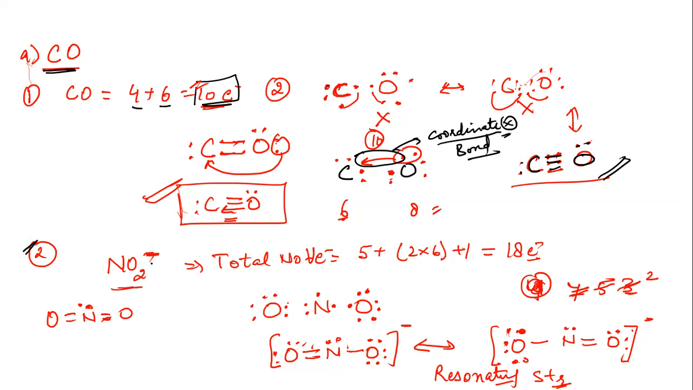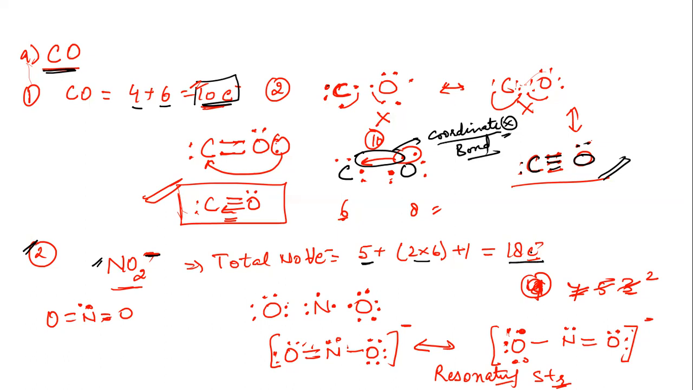Now come to NO2 minus. What about this NO2 minus? Nitrogen will have 5, and oxygen will have 6, so 2 oxygens give 12. And it is minus, which means one electron is added. So 5 plus 12 is 17, plus 1, total 18 electrons.